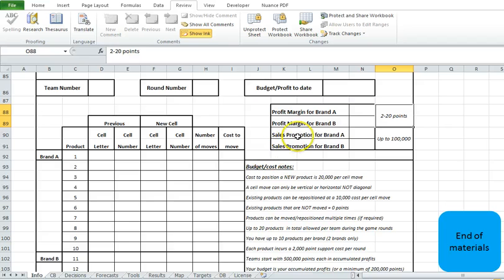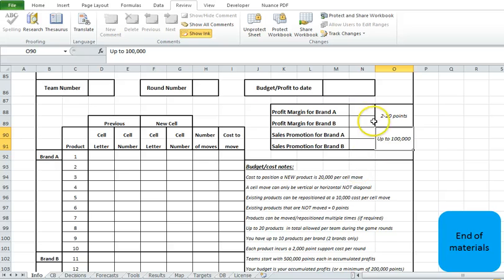And we also need to set a sales promotion. So this is basically used in store to add some excitement to the brand and to what we're selling. And we can spend up to 100,000 points per round.